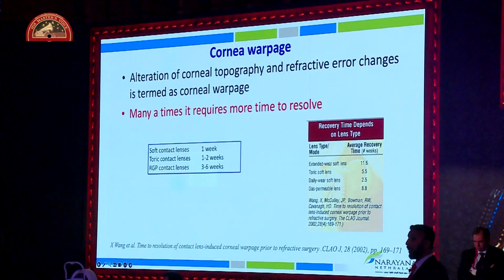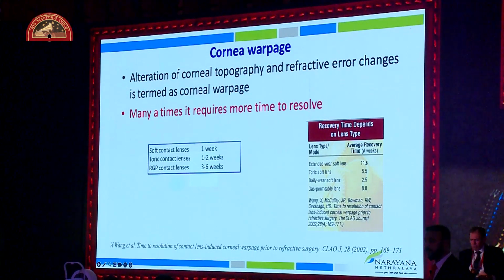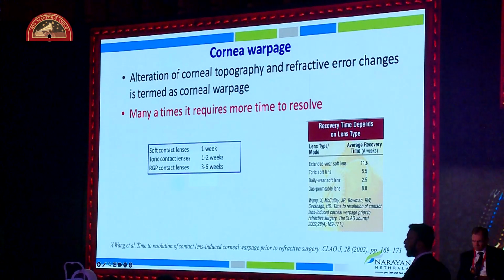The warpage which occurs with the contact lens can be at the epithelial level or anterior stromal level, but it does not affect the posterior corneal curvature. So whenever you have somebody who is wearing contact lens, it's very important to ask them the history about the contact lens and what kind of contact lens they are using. Make sure you stop the contact lens.